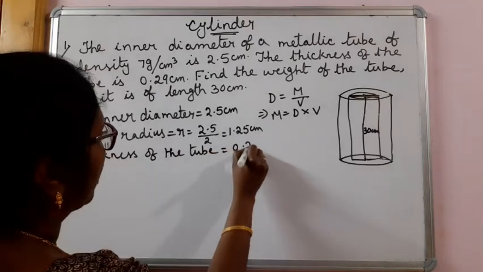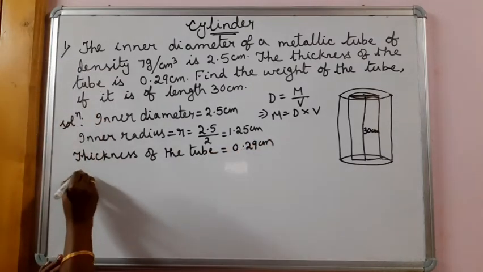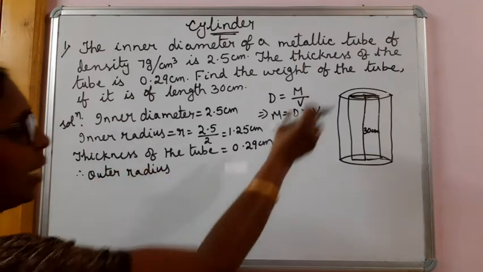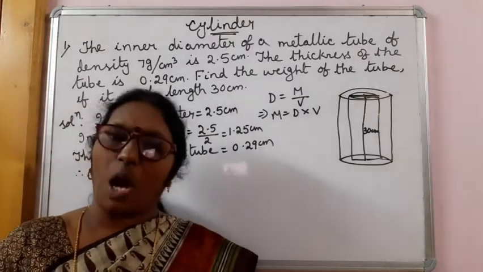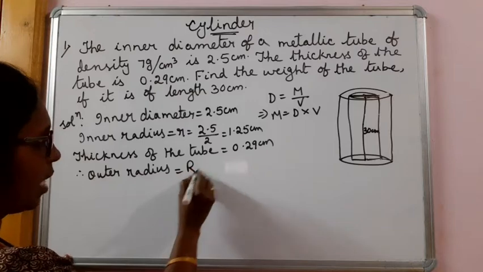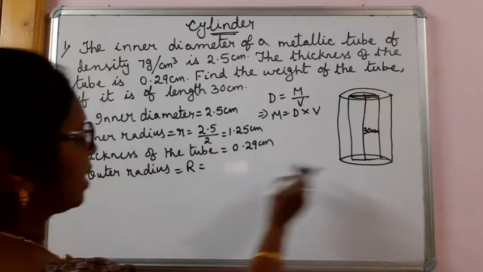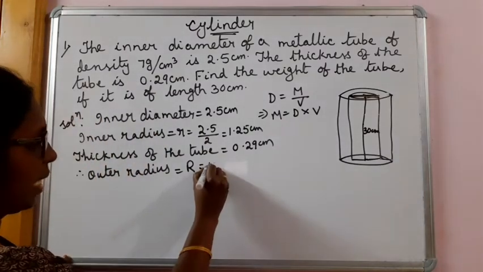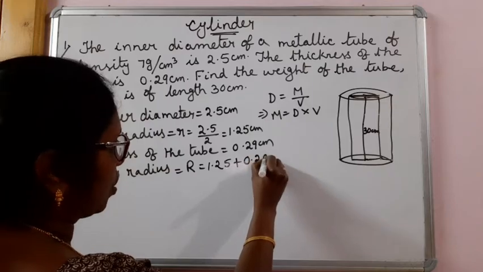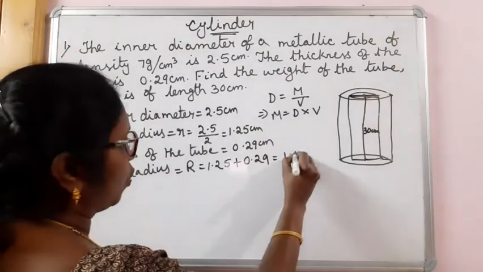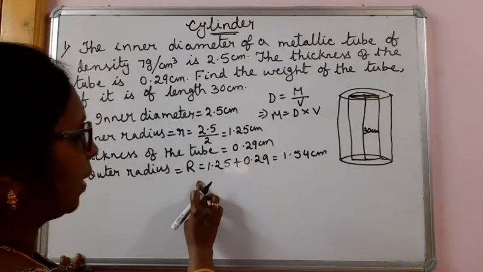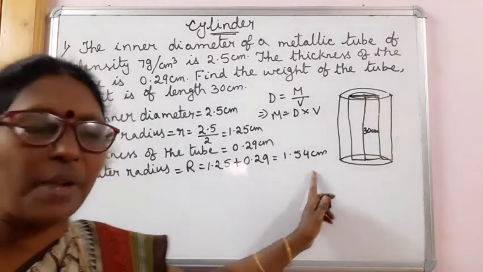given as 0.29 cm. Therefore, outer radius is equal to, in order to find the volume of the tube, we have to find out outer volume minus inner volume. So outer radius is to be found out. Capital R, let me take. Outer radius is inner radius plus thickness: 1.25 inner radius plus thickness 0.29. That gives you 1.54 cm. So outer radius capital R we have taken, that is 1.54 cm.